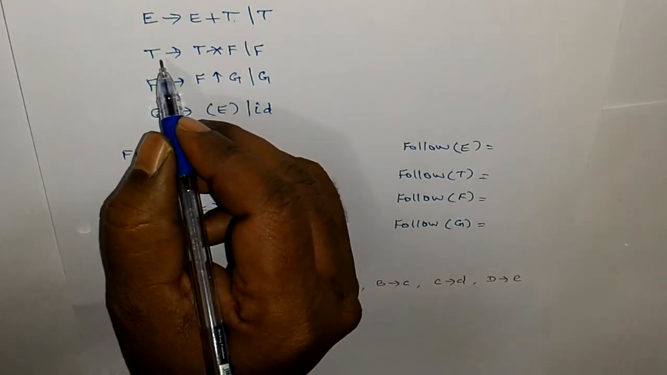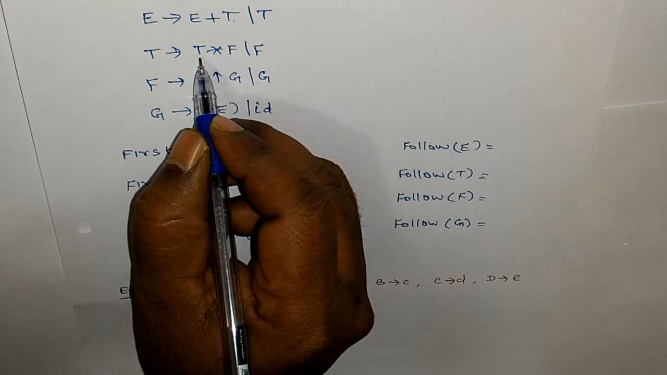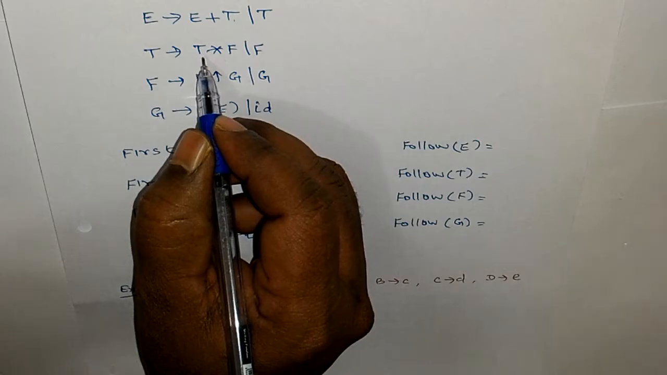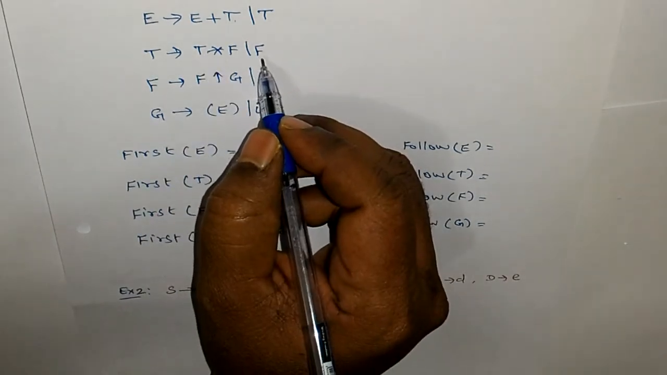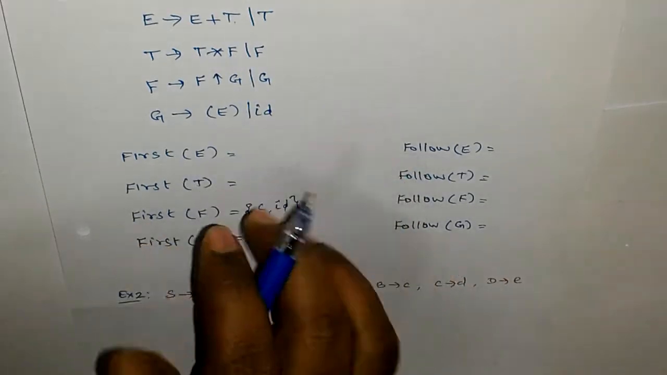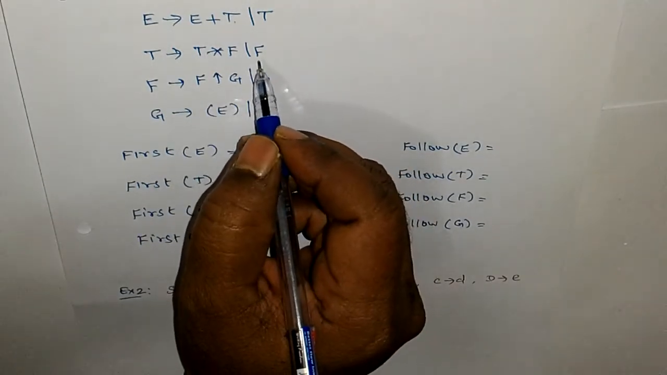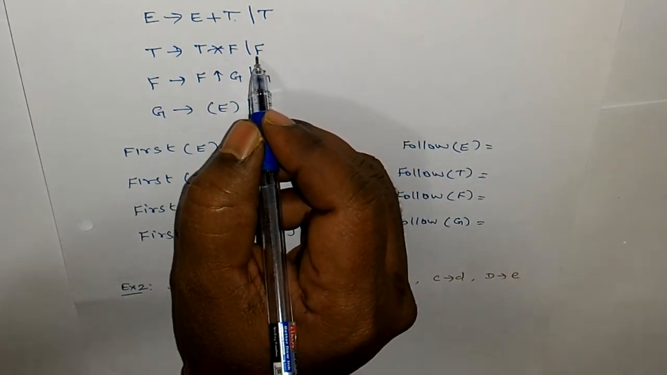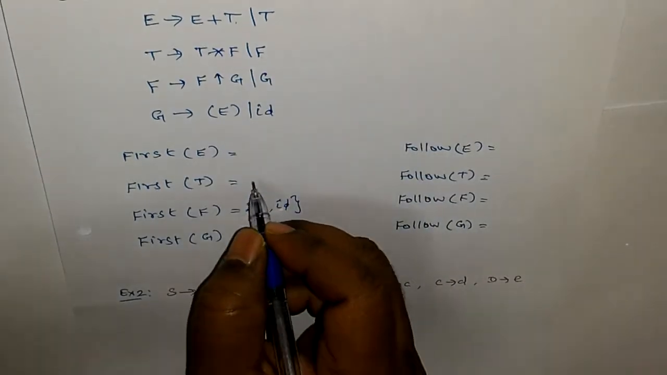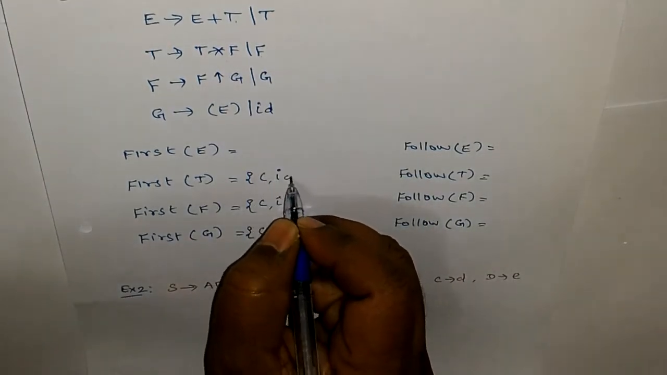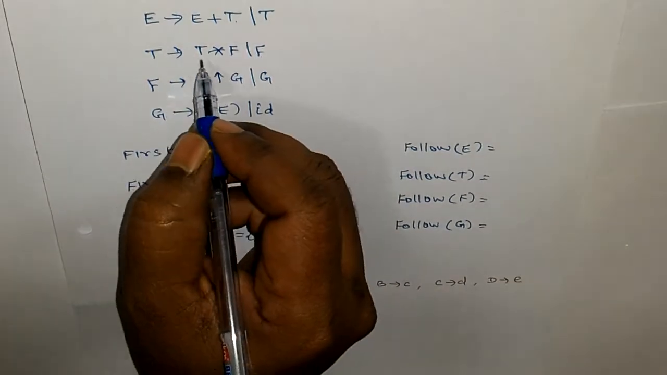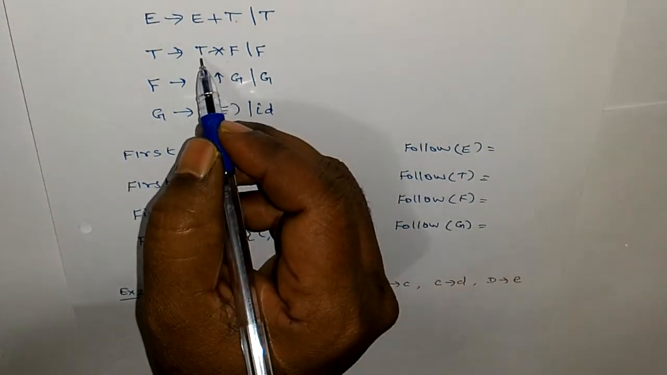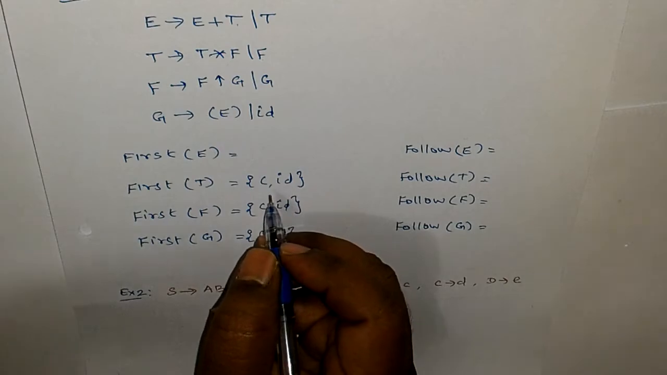Then T derives T star F. Here T is the first symbol, but this is also T, so we cannot use this production now. So we will take this production, T derives F. So T derives F in the sense, again this is a variable, so we have to find out the first of F. Already we know the first of F, so we can take first of F. Then you can use this production now because T found, but first of T is again same first of T, so duplication is not needed.